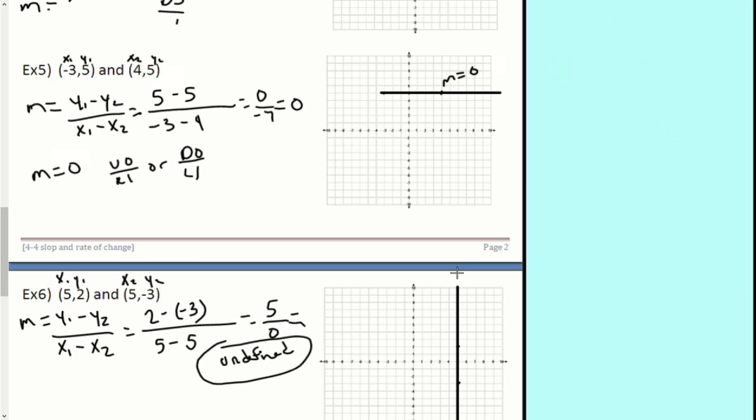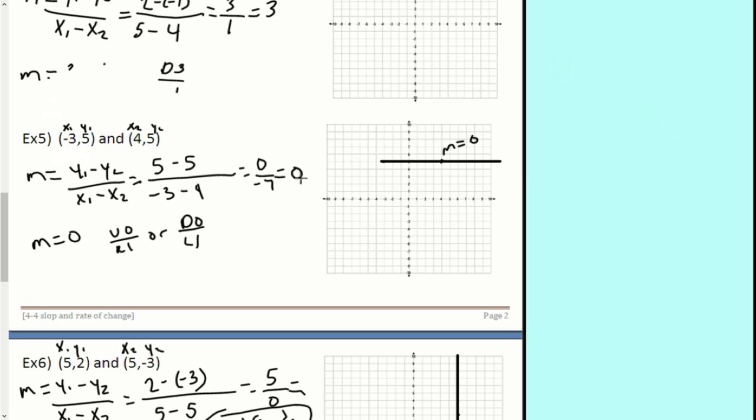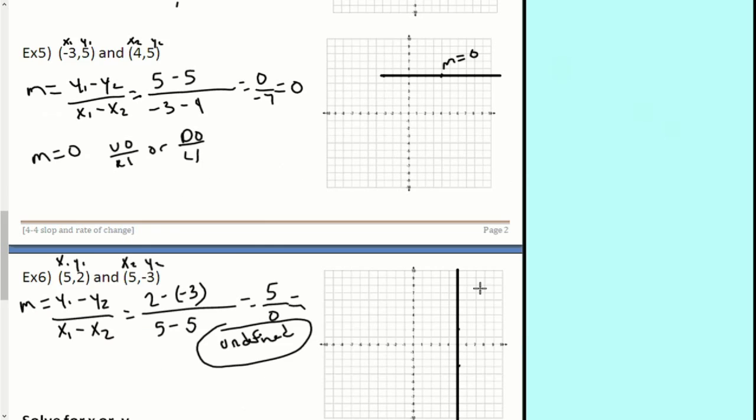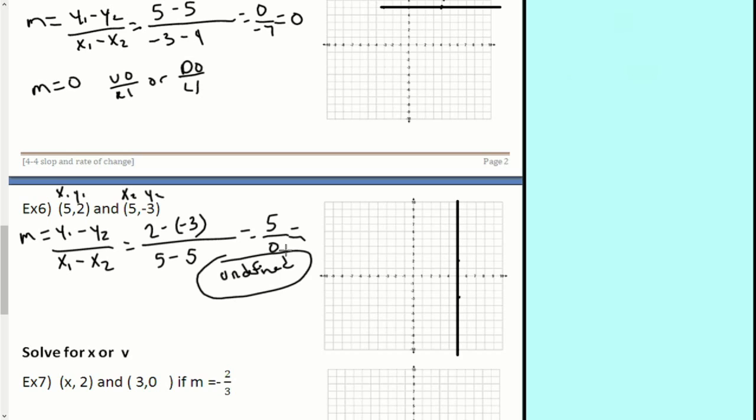Okay? So if the top is equal to 0, the slope is 0, which means it's a horizontal line. If the denominator is equal to 0, it's going to be undefined, which means it's a vertical line, and that's not a function. Okay? Hope that makes sense.